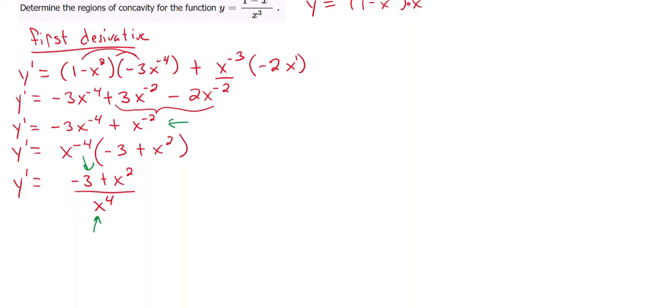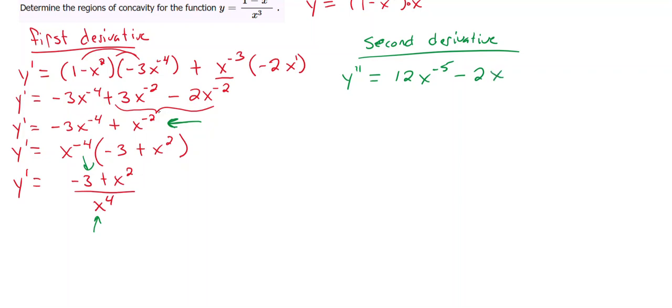All right, so let's say the second derivative now. So y double prime is going to be equal to, and I'm starting off, like I said, with this one. So bringing that -4 down, that becomes 12x to the -5. And then bringing that down, we get -2x to the -3.